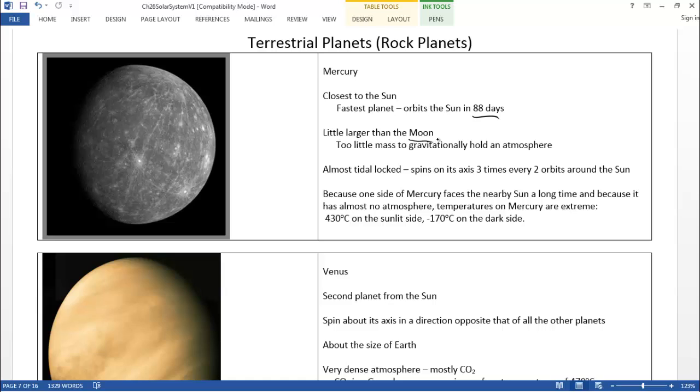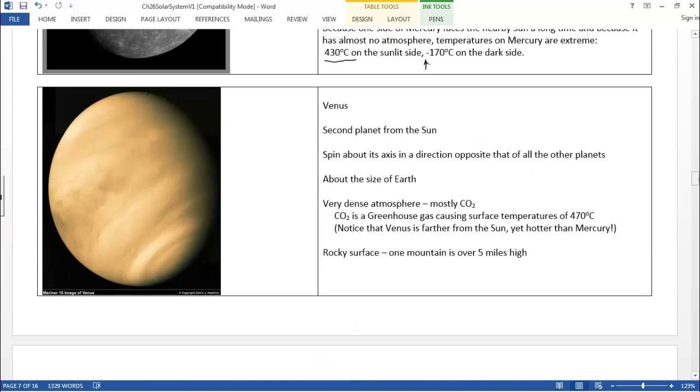Now Mercury, being really close to the sun, is also experiencing these tidal forces that slow its rotation so it can match the orbit. That is, one side of Mercury is almost always facing the sun, but not quite. It turns out that Mercury will spin 3 times every 2 trips around the sun. And so there'll be one side of Mercury that's facing the sun a long time, and it's really close. And furthermore, because it has no atmosphere, the temperatures are really extreme. On the sunlit side, the temperature can reach 430 degrees Celsius, but on the dark side, it can be as cold as negative 170.